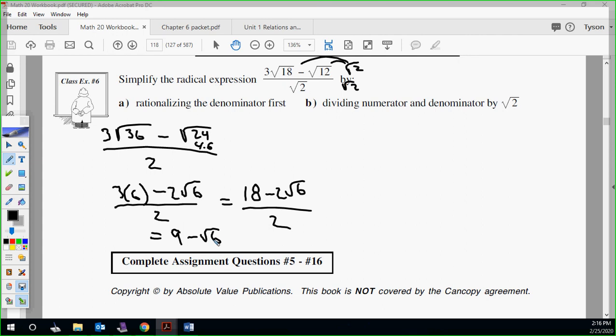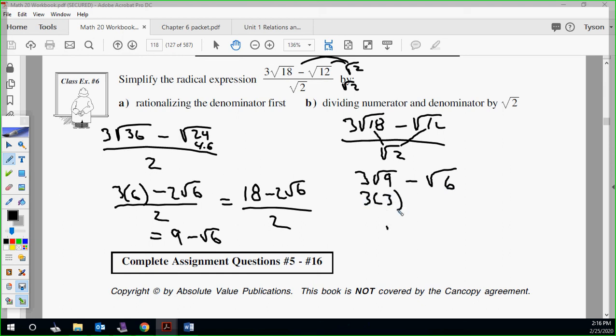Okay, and then I'm just going to show you one last one here. 3 root 18 minus root 12, and they said divide by root 2 first. By the rule of division, it goes here and here. 18 divided by 2 is 9, so 3 root 9 here. 12 divided by 2 is root 6. Root 9 is 3. And so we get the same answer as expected, 9 minus root 6. That just shows you that you might as well check to see if you can do division first, because division's easier than rationalizing. Rationalizing is a little bit uglier. Okay? All right.